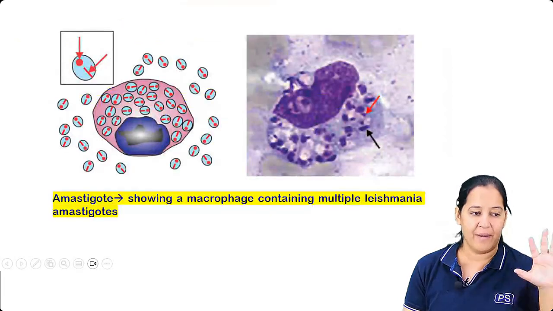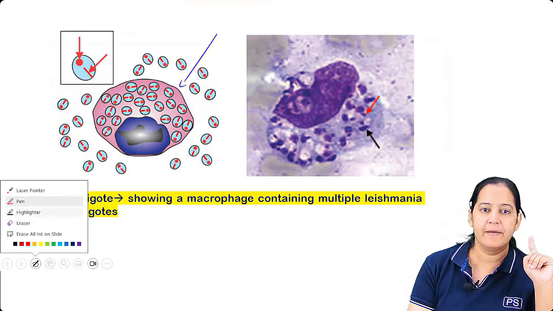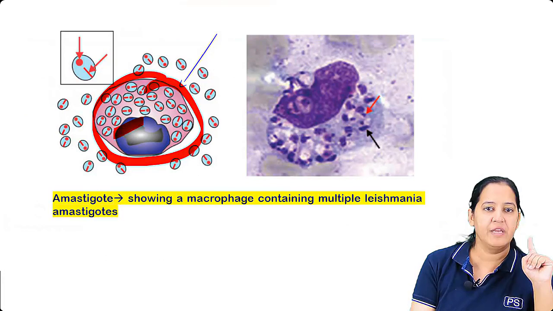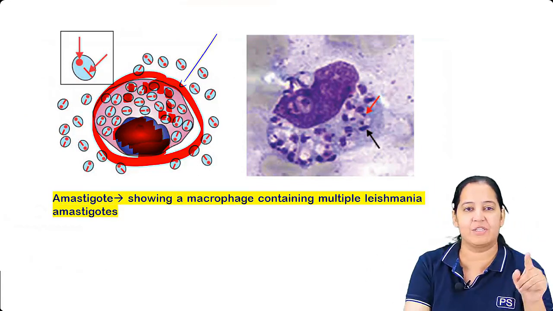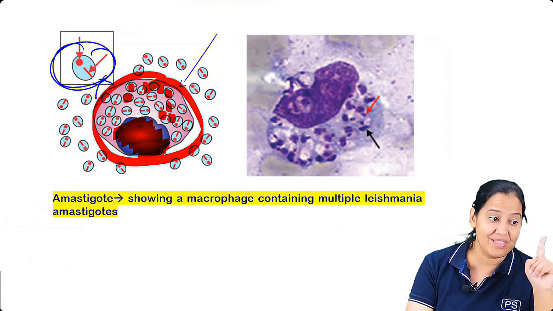I'm coming to your point, Aditi. Wait a while. Listen. So can you see here? What is the cell? This is the macrophage. You can appreciate the nucleus of the macrophage, and the cytoplasm has these dot-like structures. All these are amastigote. Let me zoom in on one of them. See, this is amastigote. It doesn't have the flagella. It is not promastigote. I zoomed in to show you.